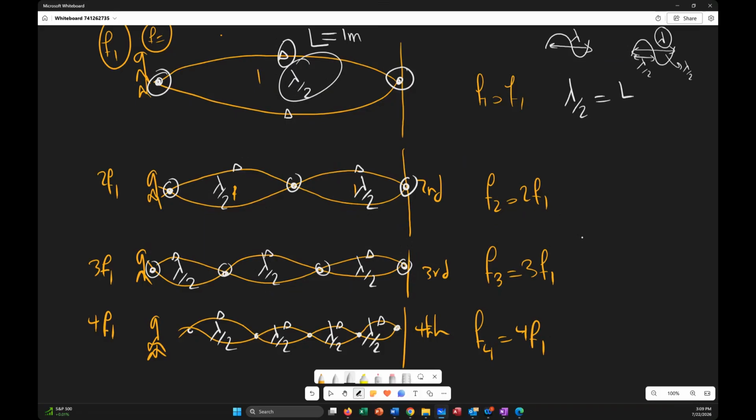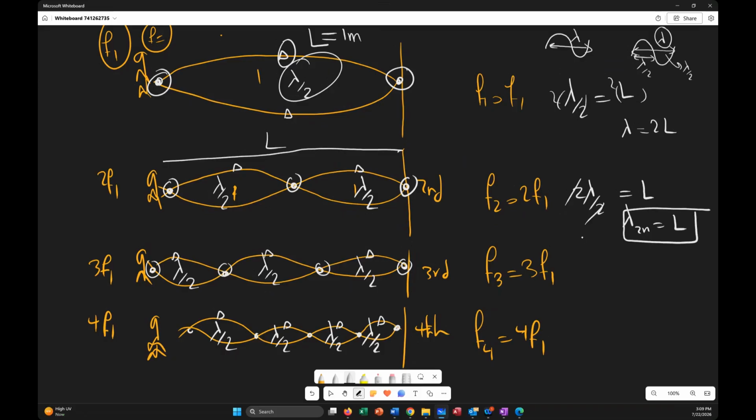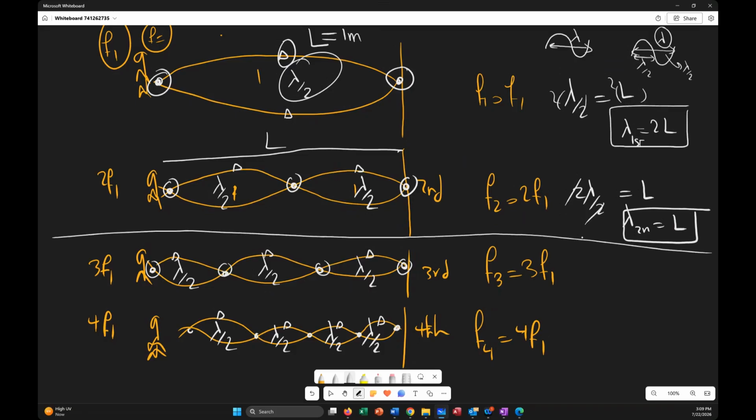How can I find the lambda here? Multiply both sides by 2, yes? So the wavelength is going to be 2L. Again, this is 1L, yes? In the second harmonic, how many half wavelengths do I have? Two half wavelengths. Two half wavelengths is going to be L. There you go. 2 and 2 cancel each other. The second harmonic wavelength is going to be exactly equal to L. You see? The first harmonic, the wavelength was 2L. The second harmonic, the wavelength becomes L.